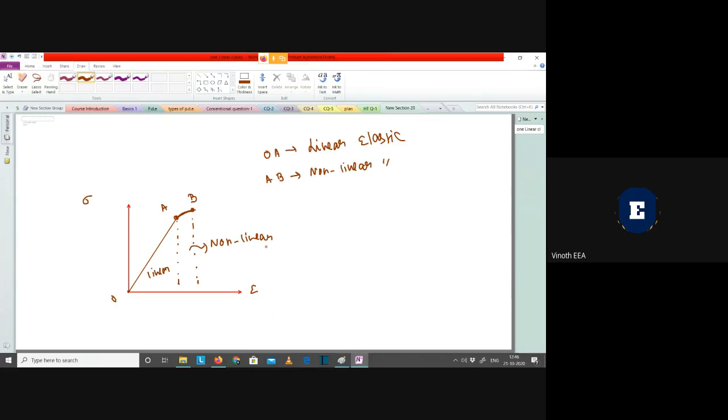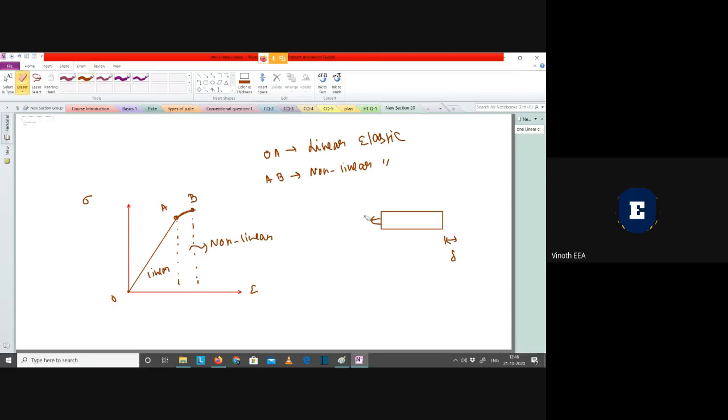And what is the difference between them? First of all, what is meant by elastic? From the name itself, elastic means if you are taking a member and applying a load, it is undergoing some deformation delta.